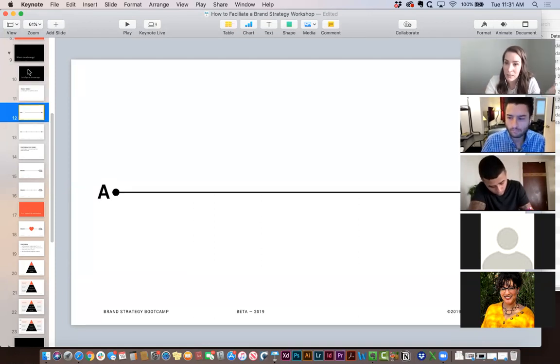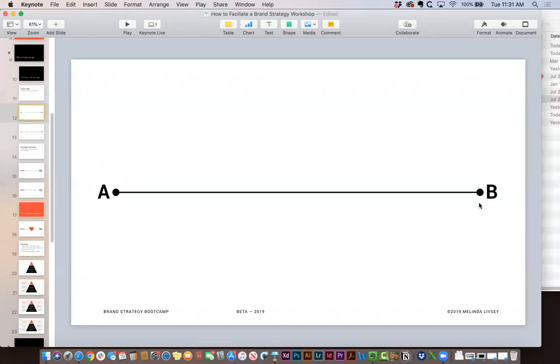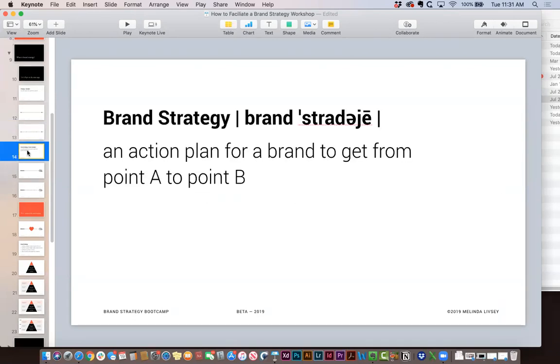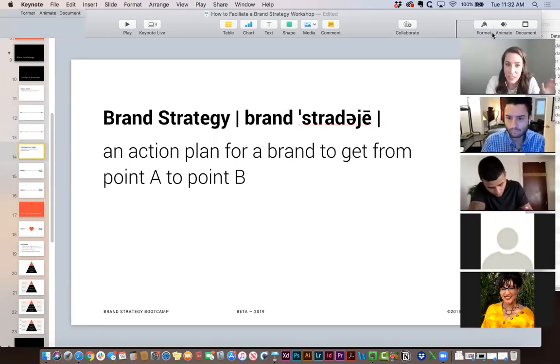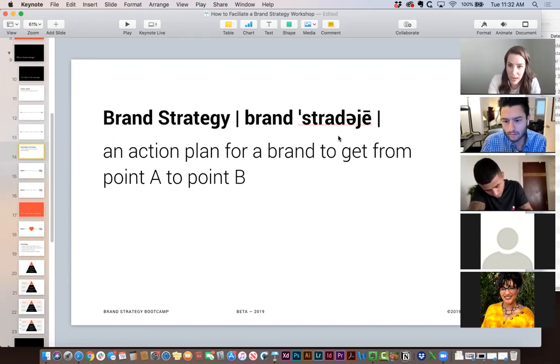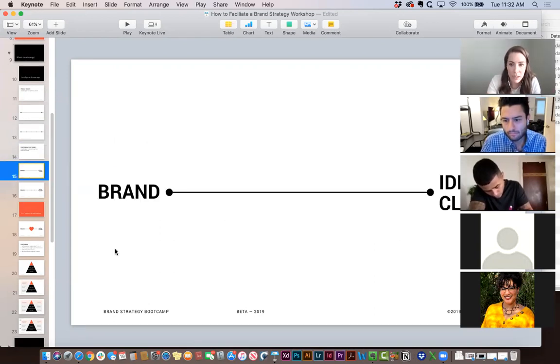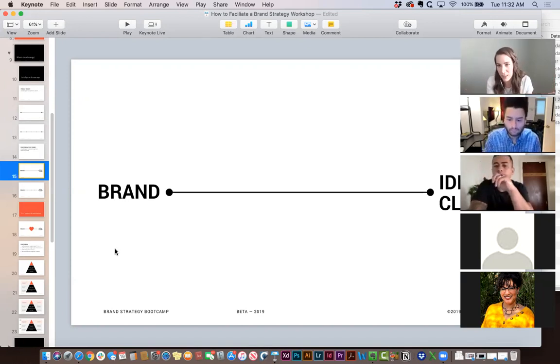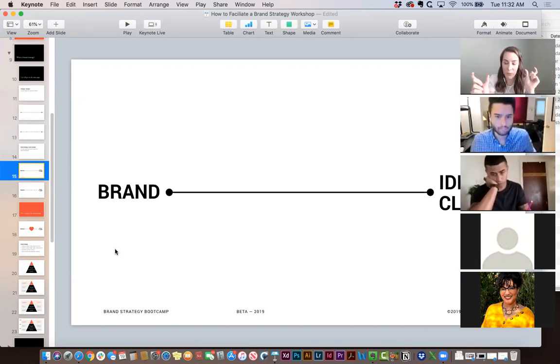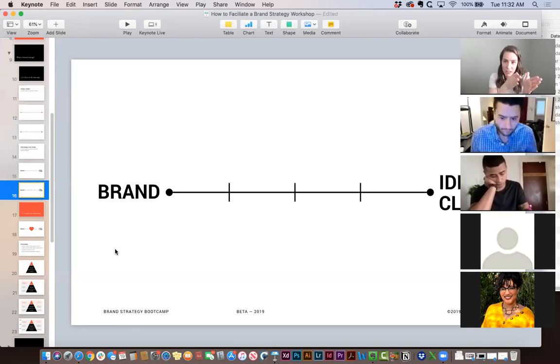So we have point A, we have point B, and from here, we have actual steps to get from point A to point B. With a brand strategy, how I see it is it's an action plan for a brand to get from point A to point B. And typically, the brand is point A, and then B is the ideal client or customer. I was going to put customer, but I couldn't fit it, so I just put client. So those are point A and point B. That's how I see it. So you have things that you need to do in order to connect the two.